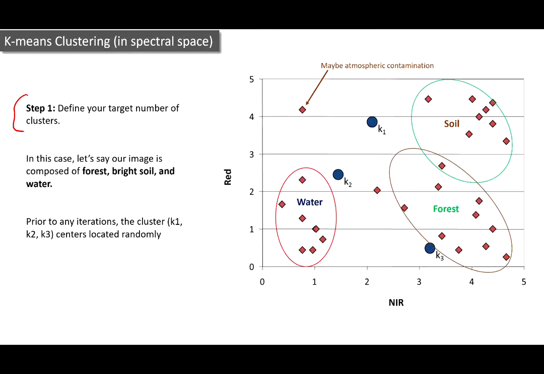So the first step is to define your target number of classes. In some place like out in the countryside outside of DC, I would say, okay, there are likely 3 classes, and they are water, forest, and soil. This is just me thinking about what the classes likely are in advance. I might be wrong, though. So forest, bright soil, and water.